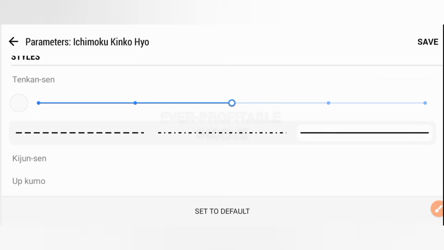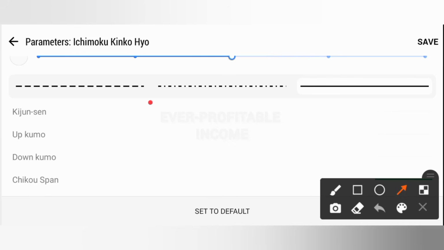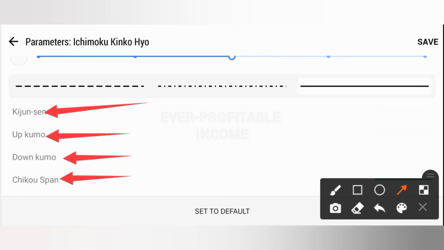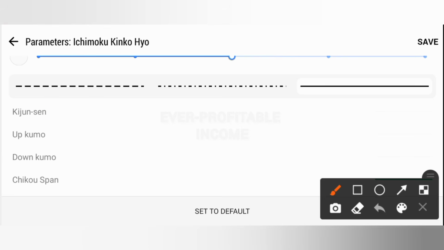Here is where the actual setup occurs. This is very, very important. On your default setting, all these lines have colors assigned to them, and you can see the colors over here. Mine I have deactivated, that is why you can't see them, but on yours, the colors will be showing right here. You are going to change these colors to the same color as your background, leaving just the Chikou span. You can use any color of your choice for it.